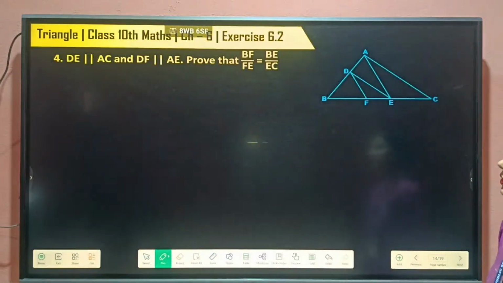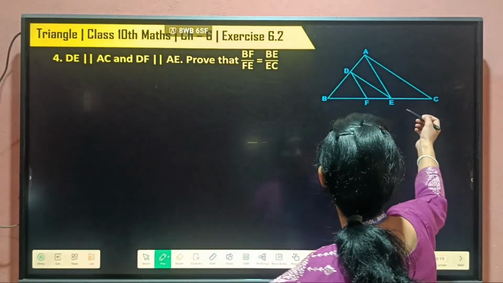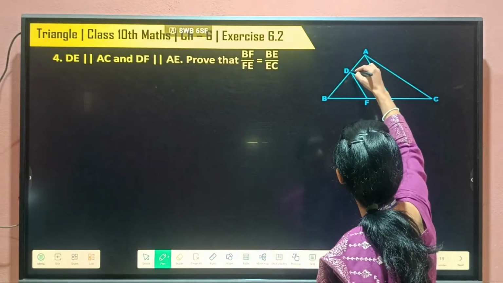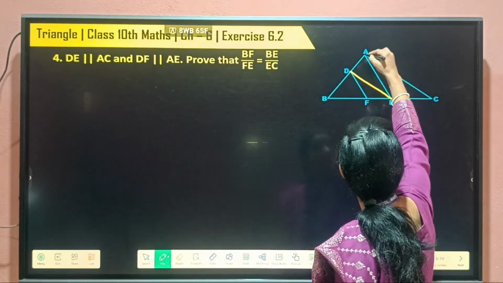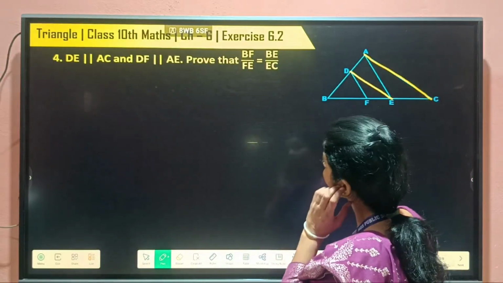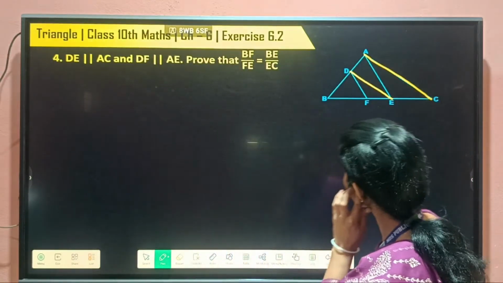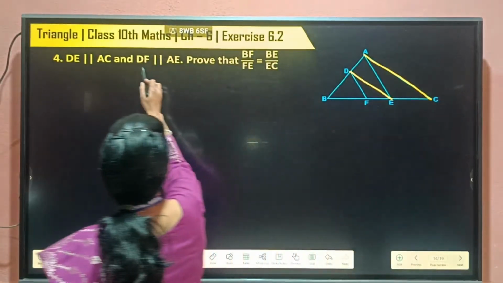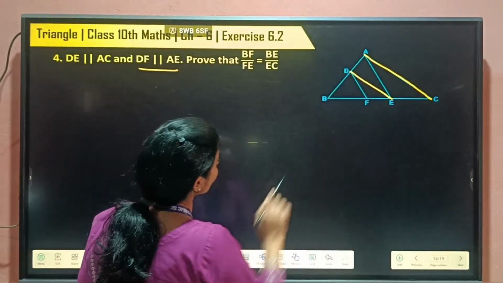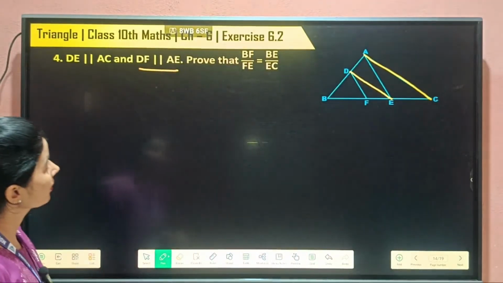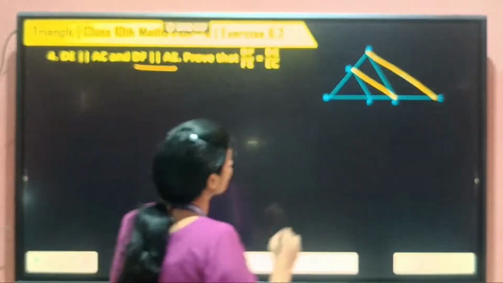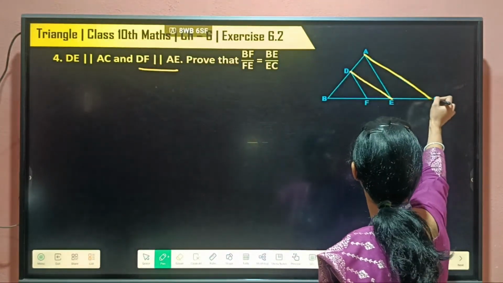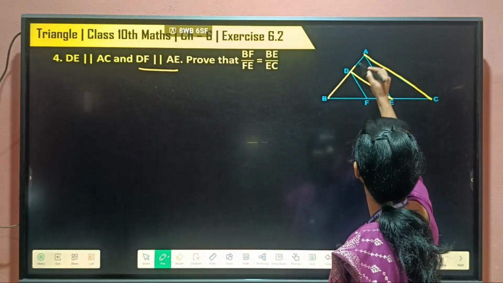Next question. What is the next question? This DE is parallel to AC, and this DF is parallel to AE. Let us do it later on. First, we want to work in one triangle. Prove that BE by BF. Using this information, I want to work in this triangle.